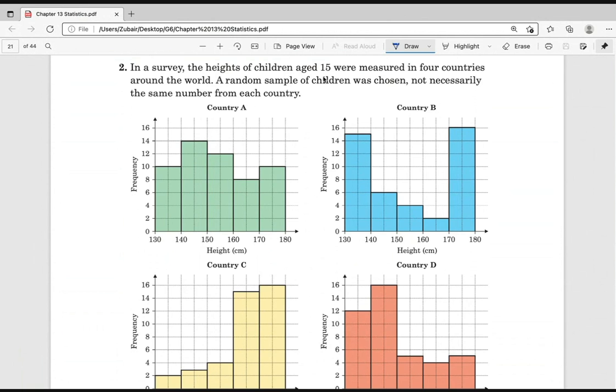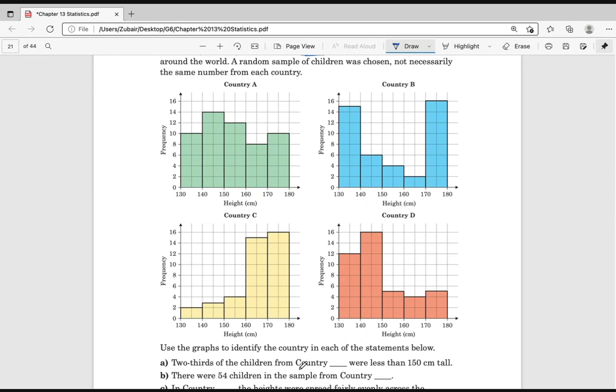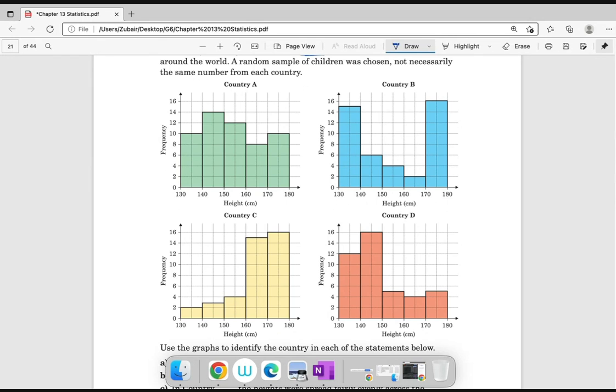In a survey, the heights of children aged 15 were measured in 4 countries around the world. A random sample of children was chosen, not necessarily the same number from each country. So we have 4 different frequency graphs, countries A, B, C, D. Use the graph to identify the country in each of the statements below. Two-thirds of the children from the country were less than 150 centimeters. Which one could it be?